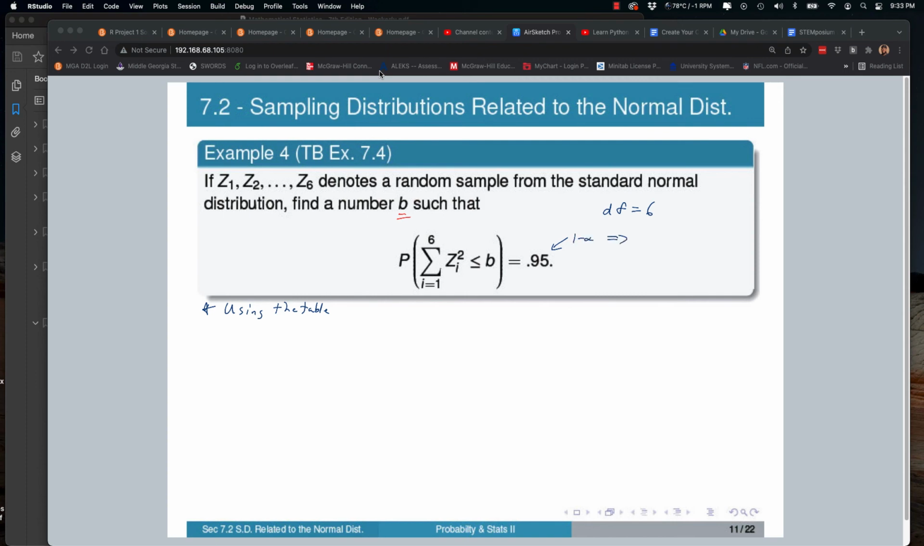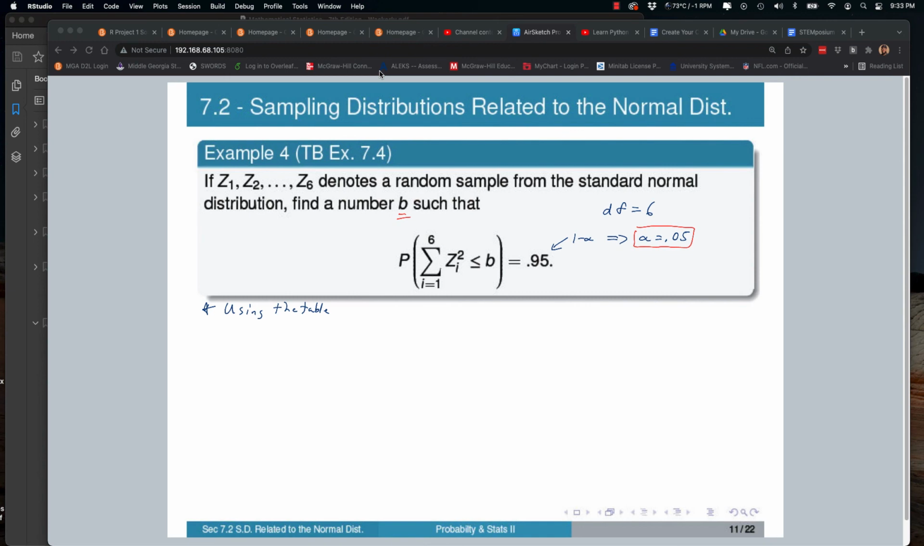Therefore, alpha equals 0.05. This is important here, folks, when you're using the table, because the way the T distribution table and the F tables work is based on you knowing what alpha actually is. It works off of alpha, not 1 minus alpha. So to find the correct value, we need to know that.